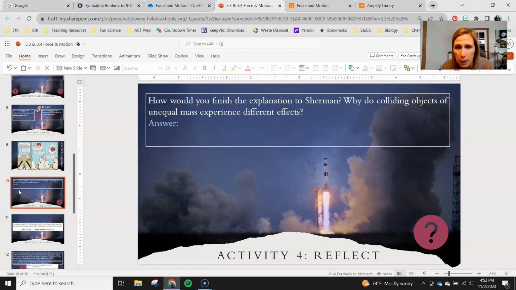So how would you finish the explanation to Sherman? Why do colliding objects of unequal mass experience different effects? So again, think of the bowling balls and the pins. They have very different masses. Okay, all right, so go ahead, complete slides 9 and 10. When you're done, come on back to this video and we'll move on to our last little section here.